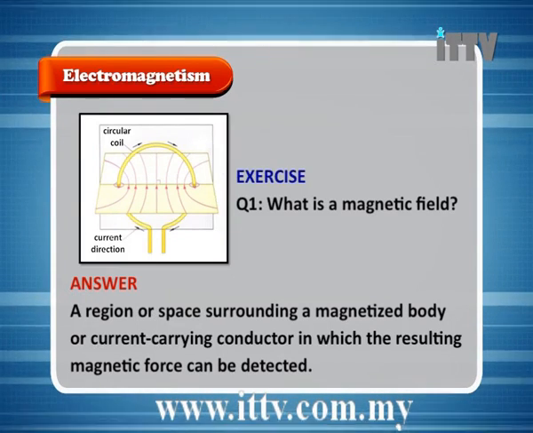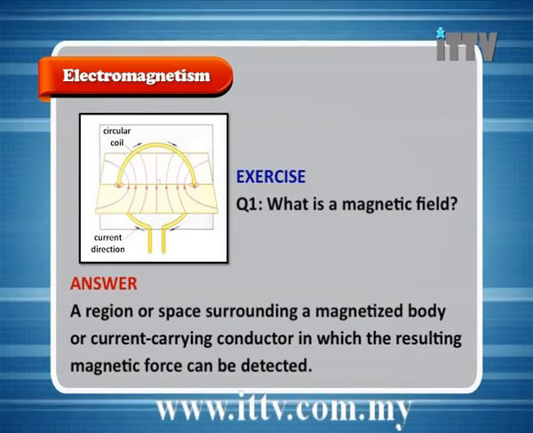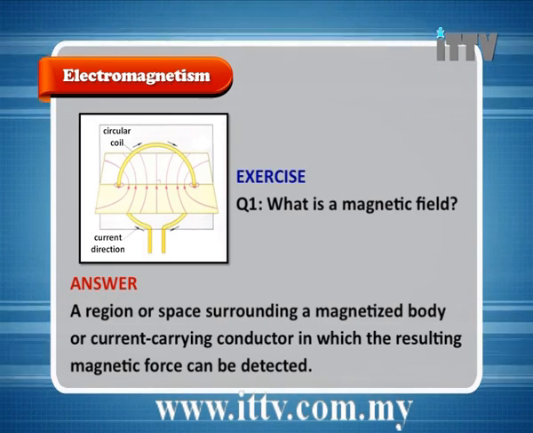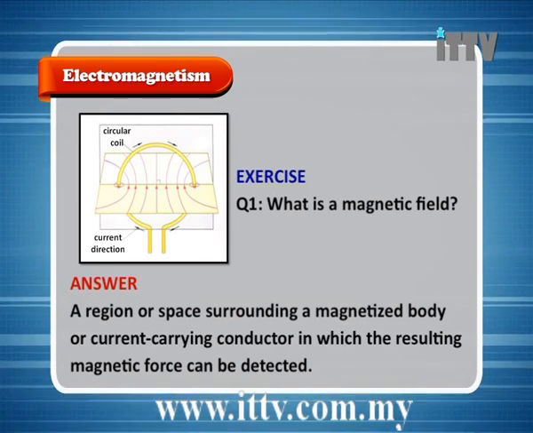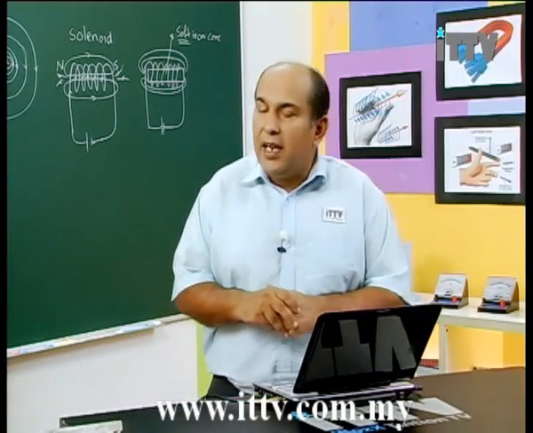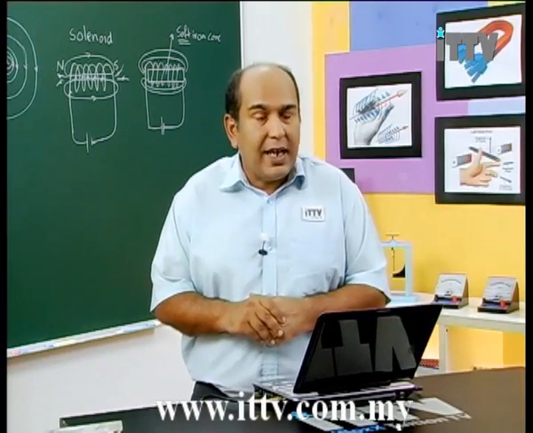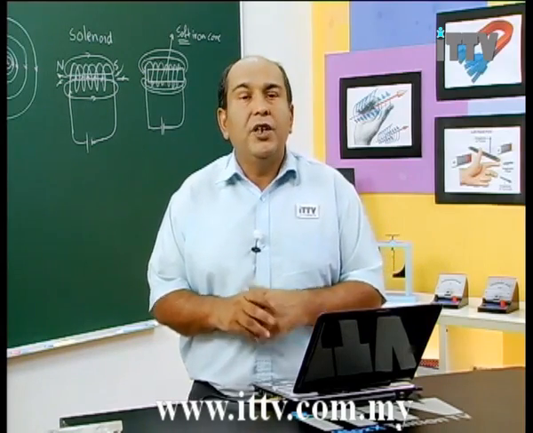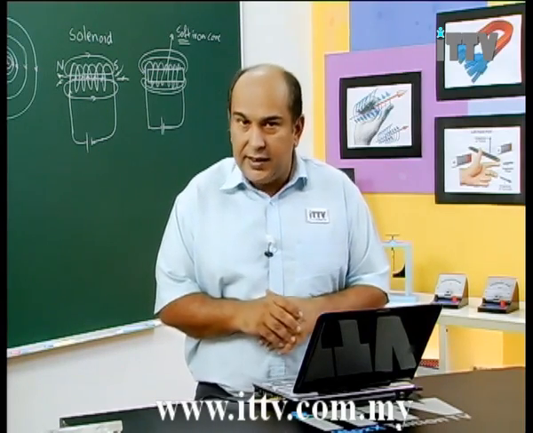Answer: the region of space around a magnetized body or current-carrying conductor in which the resulting magnetic force can be detected. So, what is a magnetic field? It is the area around a magnetized object or current-carrying conductor in which a magnetic force is exerted.